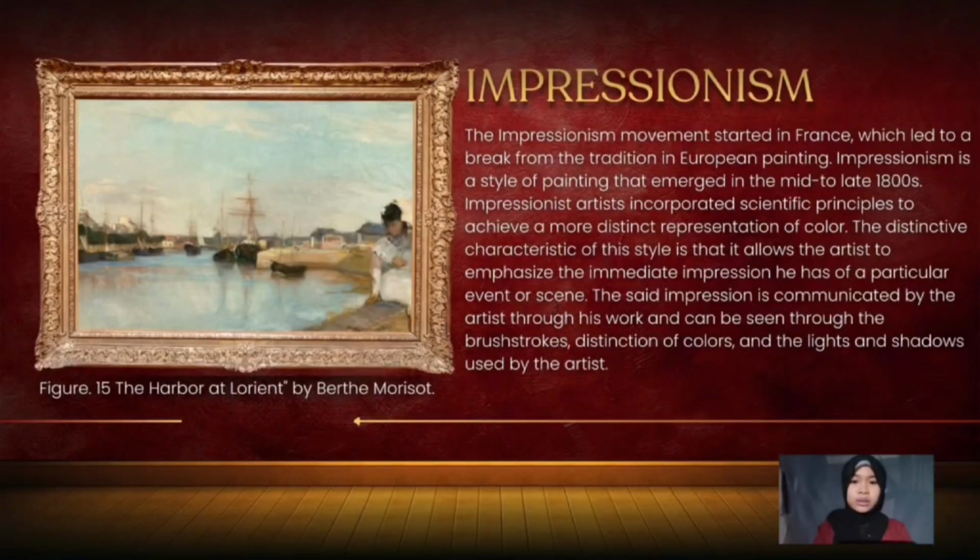So next is Impressionism. The Impressionism movement started in France, which led to a break from the tradition in European painting. Impressionism is a style of painting that emerged in the mid to late 1800s. Impressionist artists incorporated scientific principles to achieve a more distinct representation of color. The distinctive characteristic of this style is that it allows the artist to emphasize the immediate impression he has of a particular event or scene. The said impression is communicated by the artist through his work and can be seen through the brush strokes, distinction of colors, and the lights and shadows used by the artist.